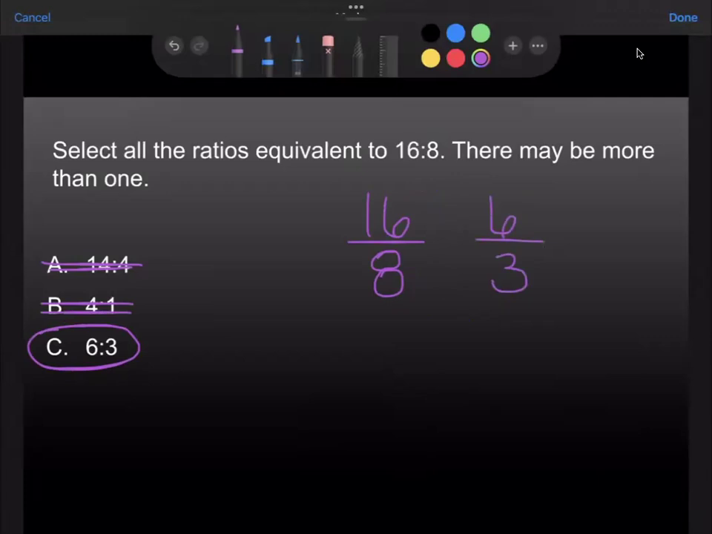And again, kind of hard to tell how to go from 16 to 6 using division. So I'll use cross multiplication. 16 times 3 is equal to 48. And then 6 times 8 is also 48. So that does prove that C is the option here.